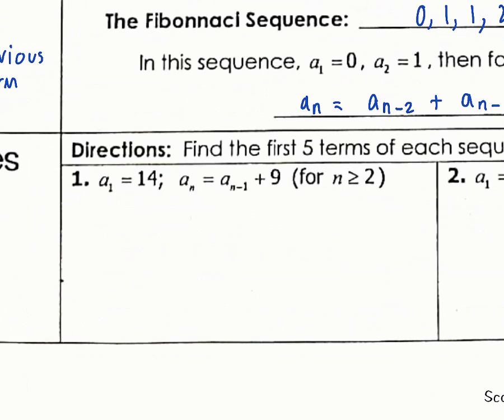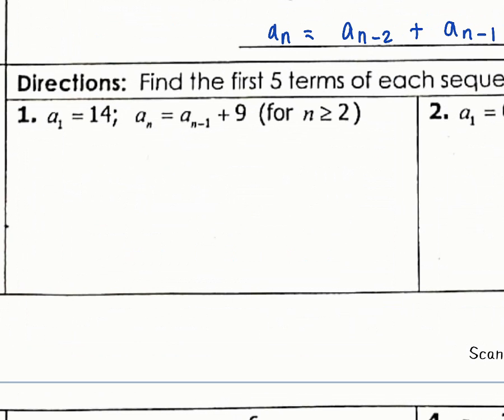So, for example, let's go down here to number 1. What do the instructions tell me to do? Find the first 5 terms. Well, I want you to notice, right off the bat, what does it tell me? It tells me a sub 1 equals what? Isn't a sub 1 indicating the first term? So what is my first term's value? 14. We need to find the first what? 5 terms. The first 5 terms.